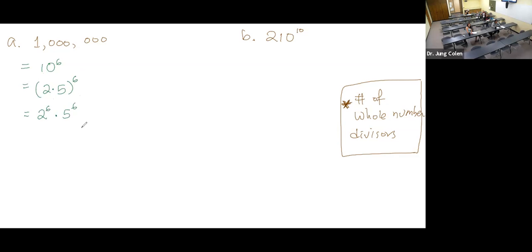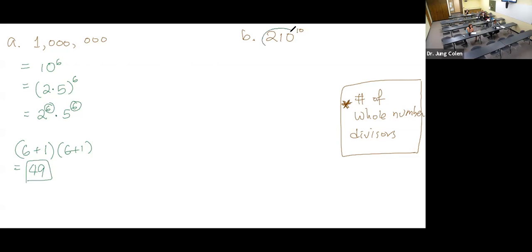If you are there, you are done, right? Because we know the number of whole number divisors is 6 plus 1 times 6 plus 1, right? So it's going to be 7 times 7, or 49. There are 49 different divisors. Okay? So very good thinking. How many of you got this right? Good job.